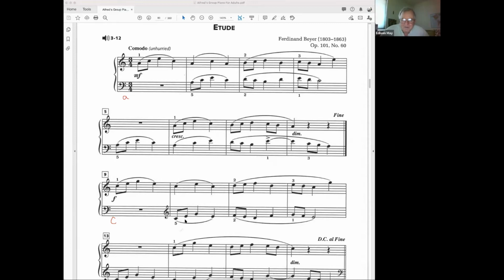Okay, starting in A minor. We do. Can you play it again, please? Yeah. C major. D.C. al Fine, back to A minor.